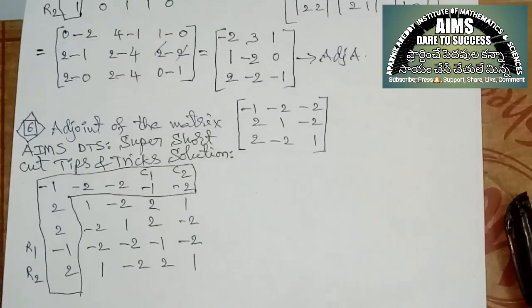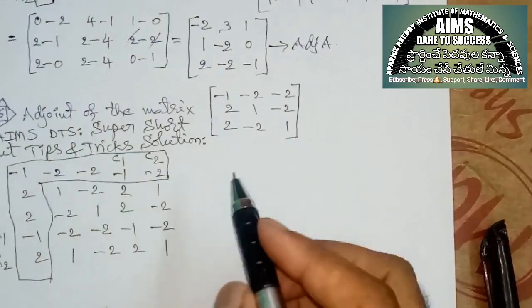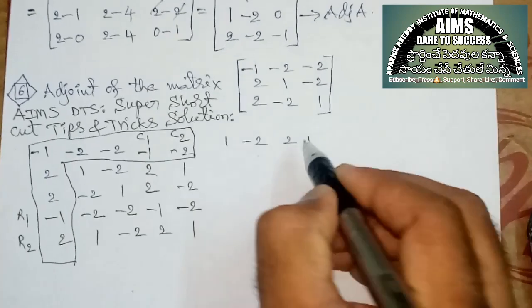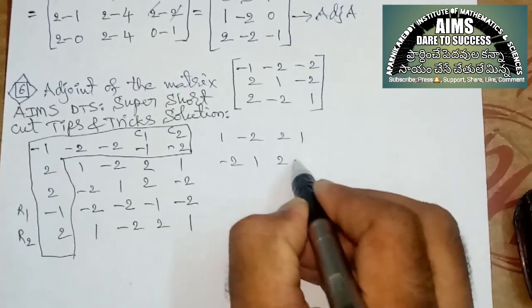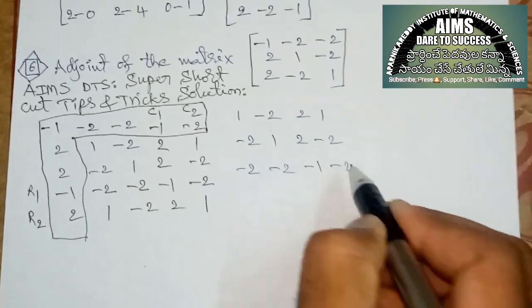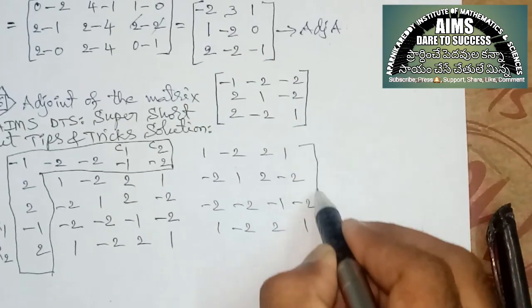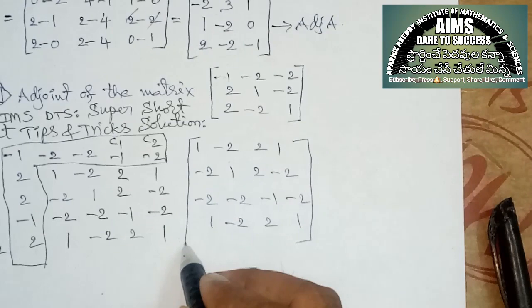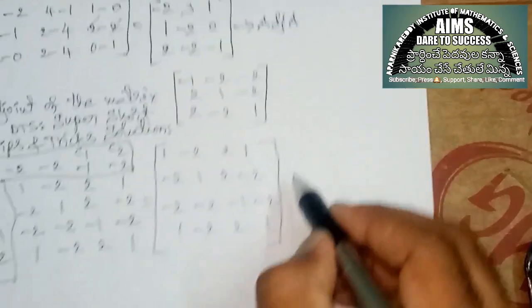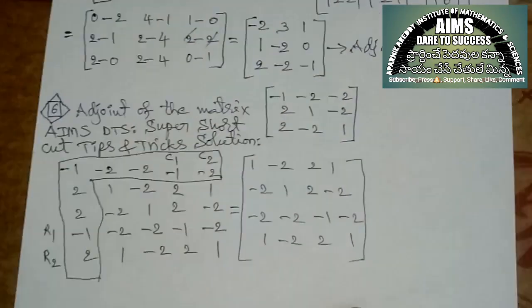After removing this part, I want to write the remaining values, that is 1, -2, 2, 1, -2, 1, 2, -2. After that -2, -2, -1, -2. After that 1, -2, 2, 1. It is of order 4 by 4. So after completing this part, I want to write it in determinant concept.